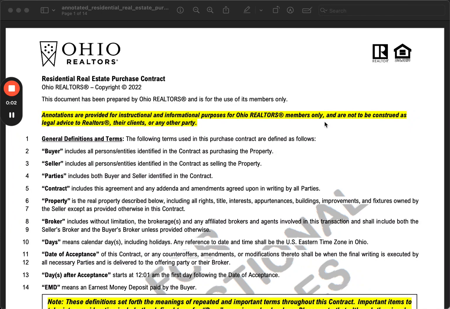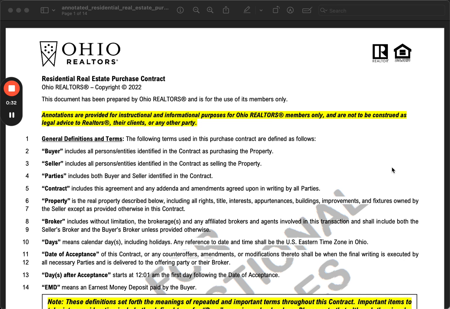This is a 4-part series on the Ohio Realtors residential real estate purchase contract. I will be going through sections of this purchase agreement and giving further explanation for you to use in training. We are using the annotated version, which is the copy you'll see on the screen that is also highlighted in yellow, which is definitely a wonderful tool to use as you're learning to navigate through this document.